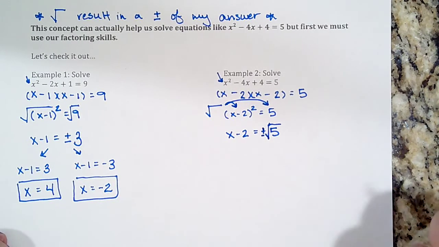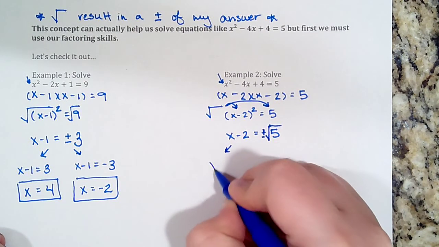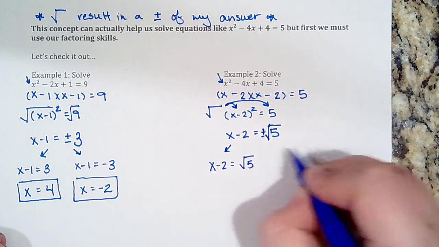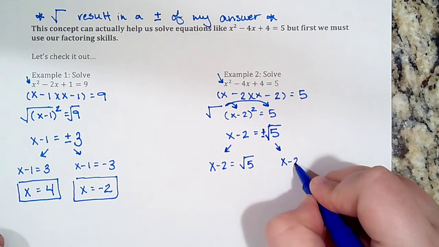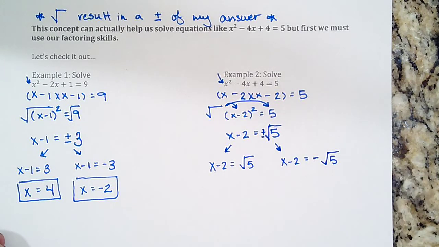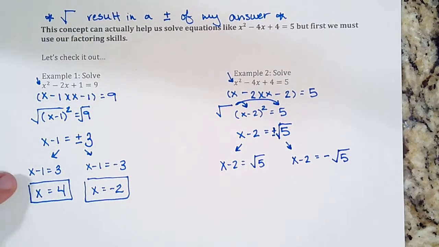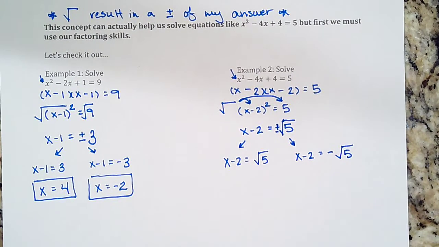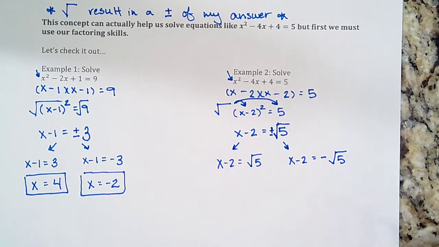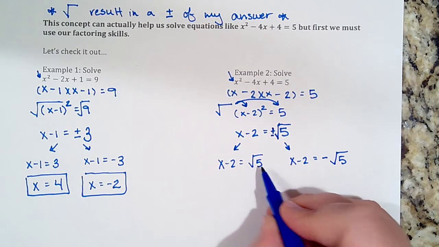All right, now let's solve it by breaking it down. We're going to have x minus 2 equals positive root 5. But we're also going to have x minus 2 equals negative root 5. Now you're asking, how do we solve from here? This last problem had nice numbers to work with, and this one doesn't. Don't freak out over the square root. You're still going to solve it the same way you would as if that was a variable.